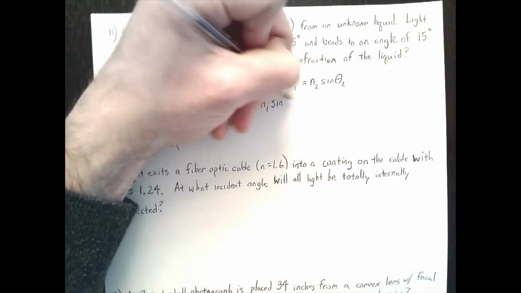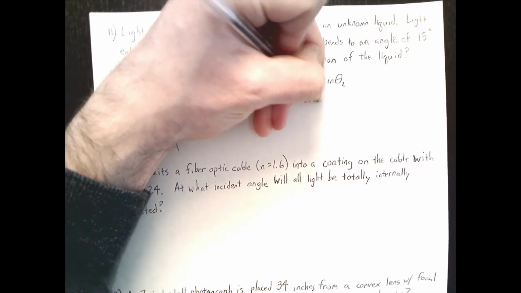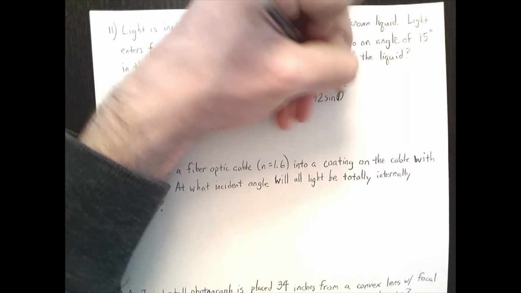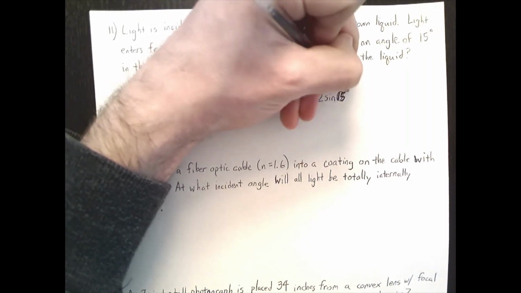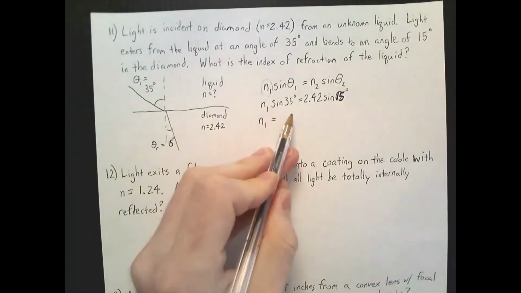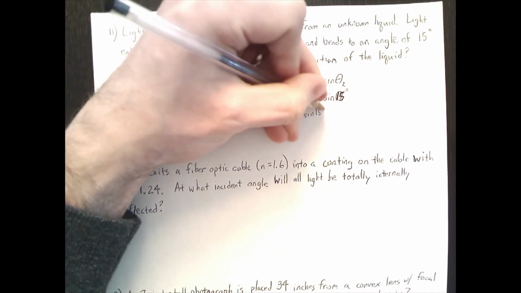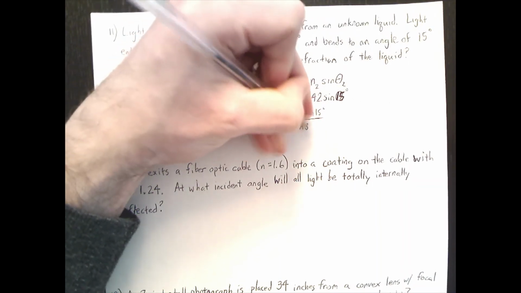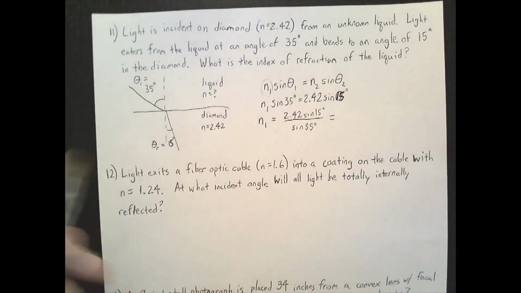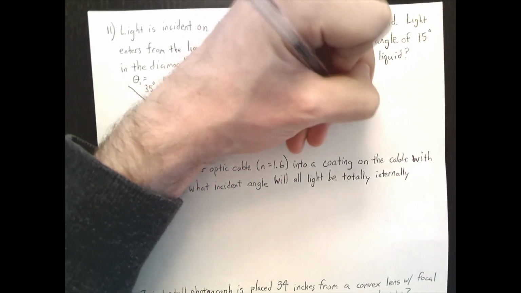The incident angle is 35 degrees. The index of refraction of diamond is again 2.42. And the sine of the refracted angle, we're going to put 15 degrees in there. So I divide both sides by sine of 35. I get n equals 2.42 sine 15 over sine 35. I put these numbers in my calculator, making sure that I am in fact in degrees mode, and I should get a value of n equals 1.09.